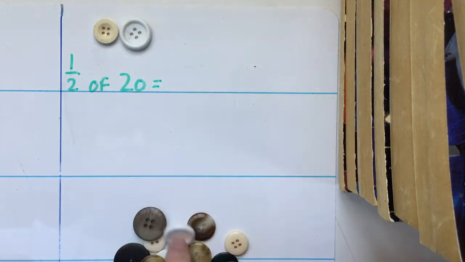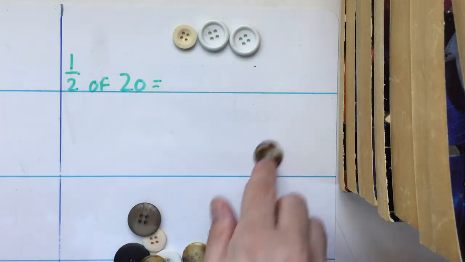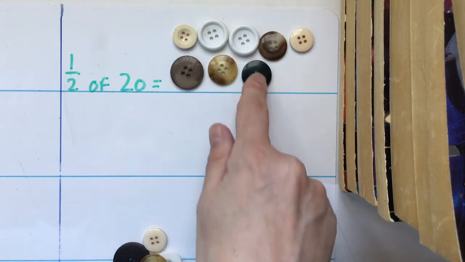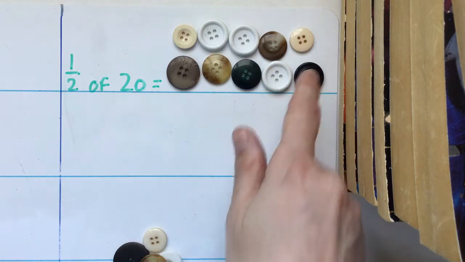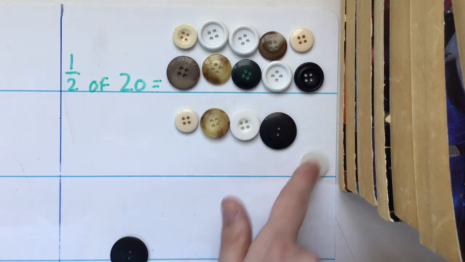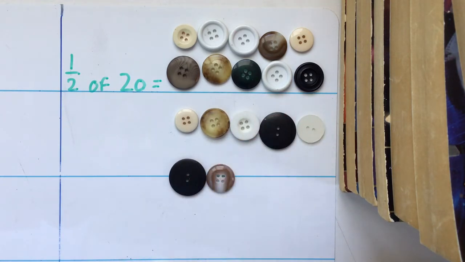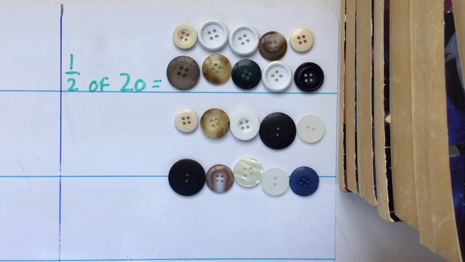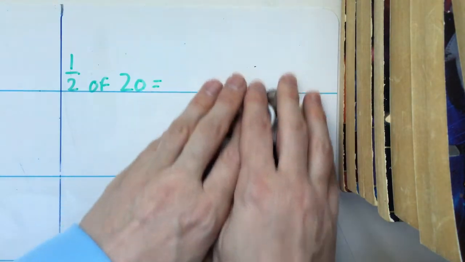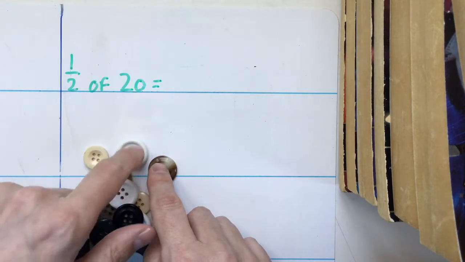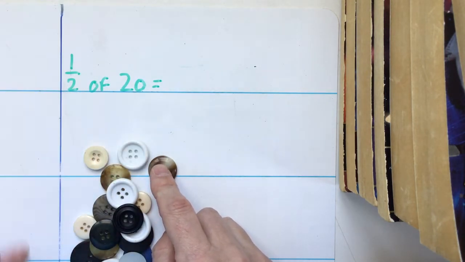1, 2, 3, let's move these over. 4, 5, 6, 7, 8, 9, 10, 11, 12, 13, 14, 15, 16, 17, 18, 19, 20. It's like a 20 frame of buttons. Now, it doesn't matter that they all look different as long as we've got 20 of them that we can split into half. So we're going to have to do it in the same way. So I'm going to do it here. So split them into two groups because it's the 2 for a half.